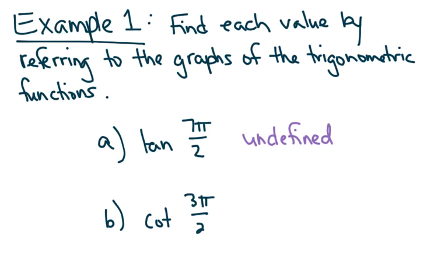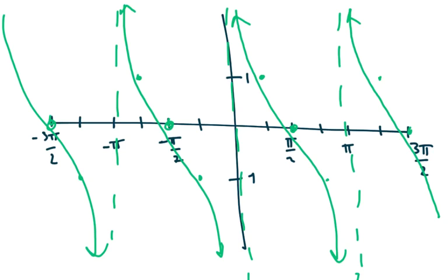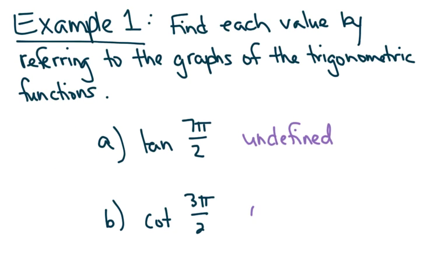Now let's do this again in part B, the cotangent of 3 pi over 2. Here was the graph of cotangent. Look at what's happening at every pi over 2. At every pi over 2, it hits the x-axis. Well, that's 0. So the cotangent of 3 pi over 2 must be 0.